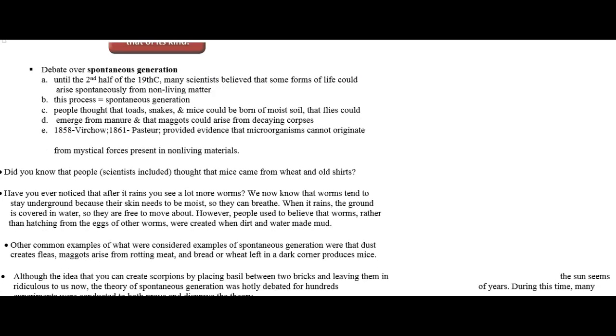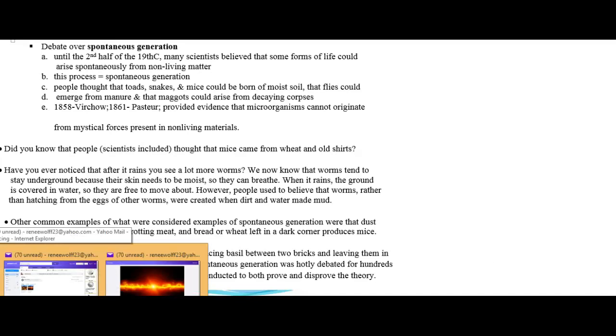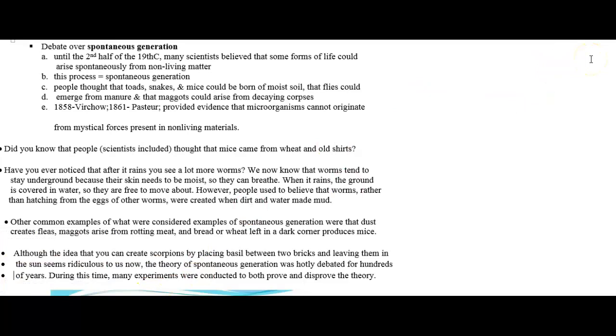I don't know if you know anything about mice, but they can go anywhere. They did experiments with the mice and wheat, and they put wheat in a wooden box and didn't have any opening in it. They're trying to show that spontaneous generation was true. So like a week later, there are mice inside the box.